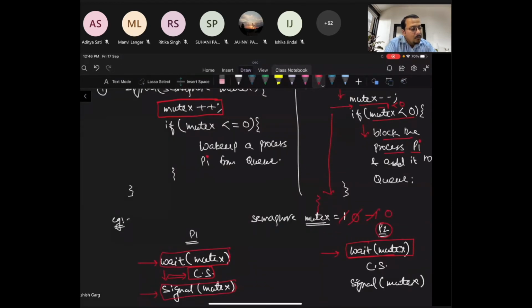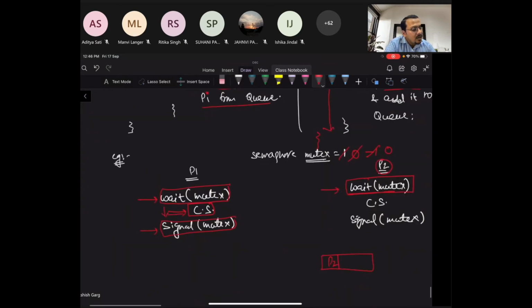And now the condition mutex less than or equal to 0 is true because we have equal to here. So wake up a process Pi from the queue, whatever we have at the start of the queue. And when it is outside the critical section, the signal is completed. Now wake up means we can go inside the critical section. So here progress is also maintained.